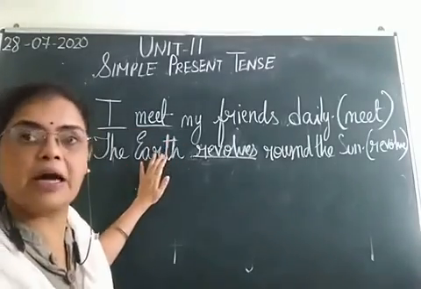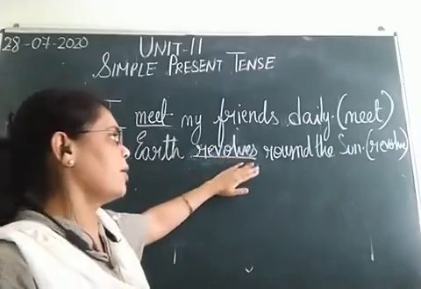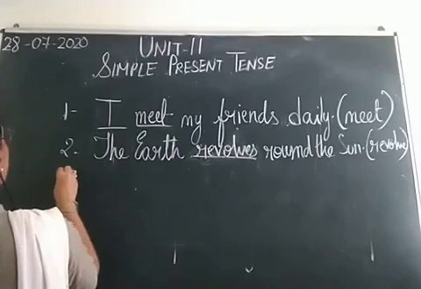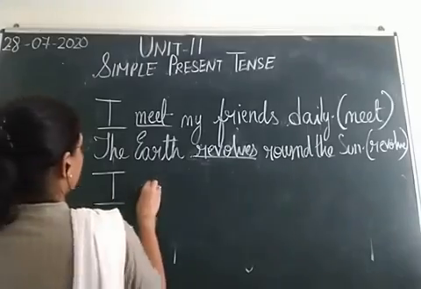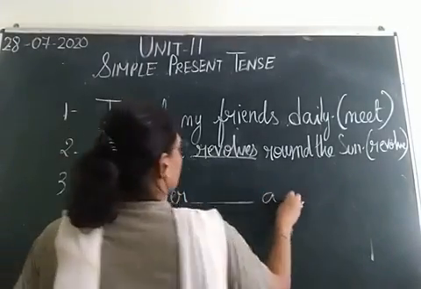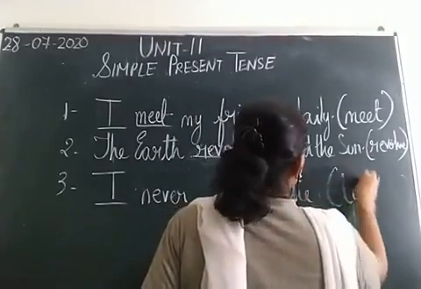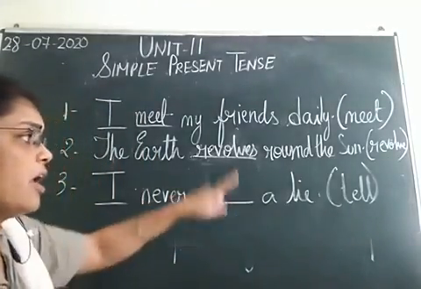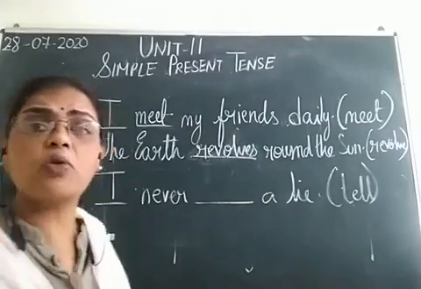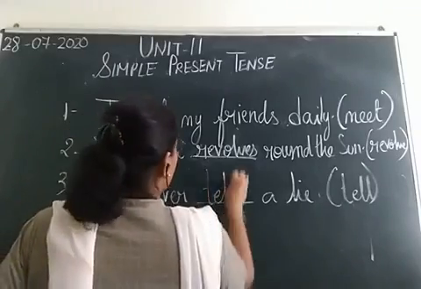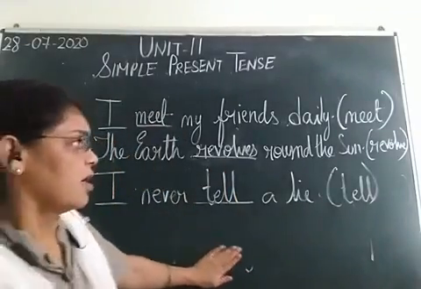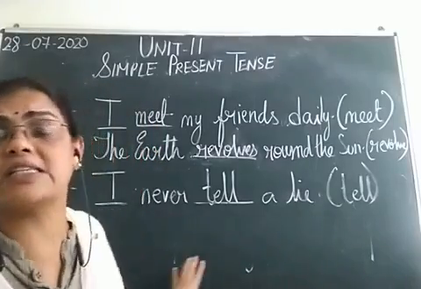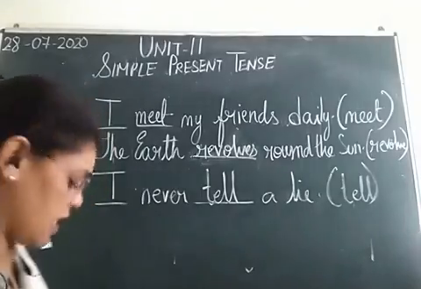So beta, wherever our subject is singular, you need to keep in mind that we have to add s or es to the root form of the verb. Fine. Then third, I never dash a lie. Tell it. Beta, generally in negative sentences which have no or never, we only use the root form of the verb without adding s or es. Remember, we don't add s or es to the root form of the verb when we are writing any negative sentence. Negative sentence means sentences having no or never in them. So please keep this in mind.